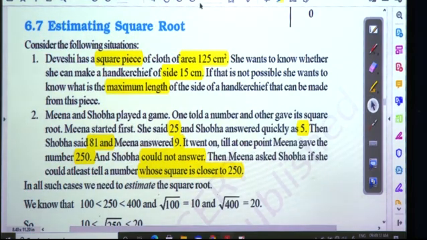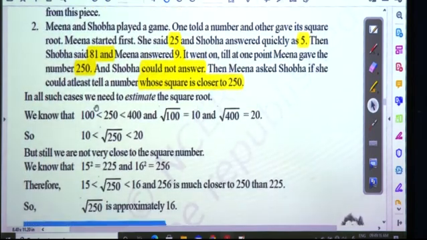Now, what does this situation tell? In all such cases, we need to estimate the square root. We know that 100 is less than 250 and 250 is less than 400. And the square root of 100 is 10, the square root of 400 is 20. So the square root of 250 lies between 10 and 20.